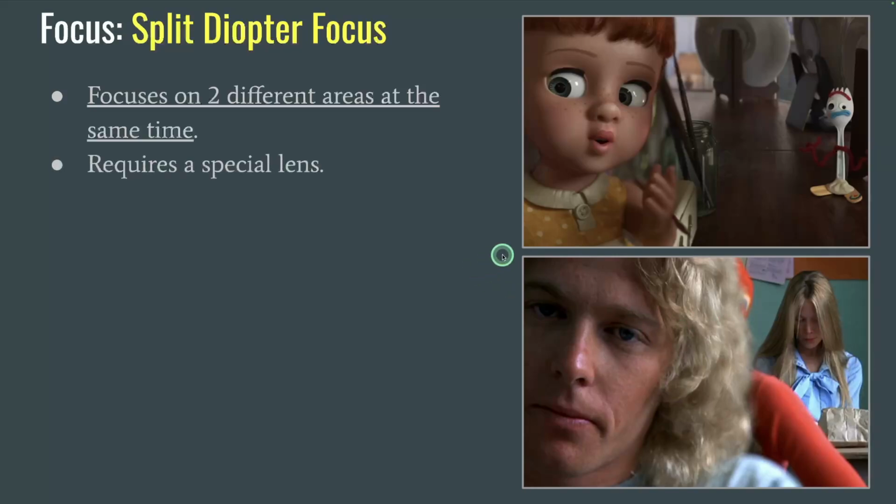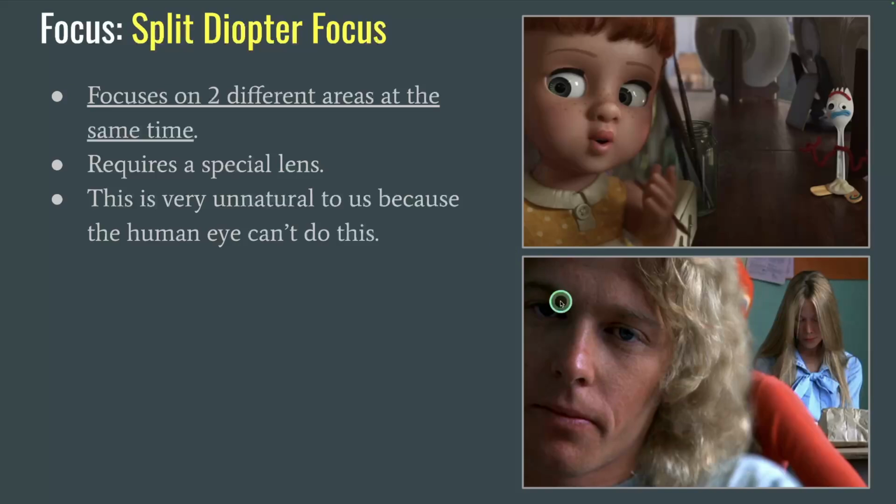And this requires a special lens to do that. So we won't be practicing this one, because we don't have the equipment for it, but it is something I want you to be aware of. Again, it's a very unnatural look because our eyes can focus on a deep focus and we can focus on a shallow focus, but our eyes can't do both at the same time.